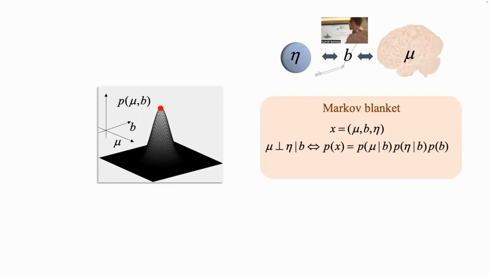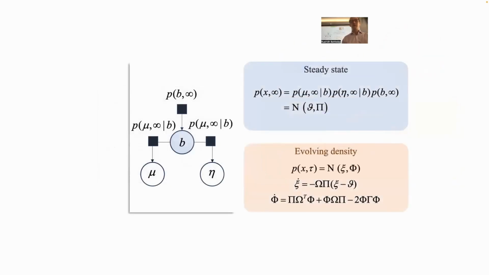And just showing that up here, you can just about see above the camera image at the top. So the idea being that our external states here, eta, are independent of our internal brain states mu, given our blanket states b. And we can express that in terms of a steady state that can be expressed in terms of a factor graph. I'm going to talk a little bit more about those in a moment.